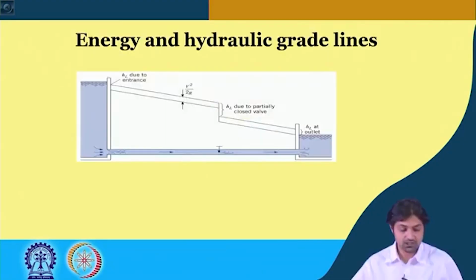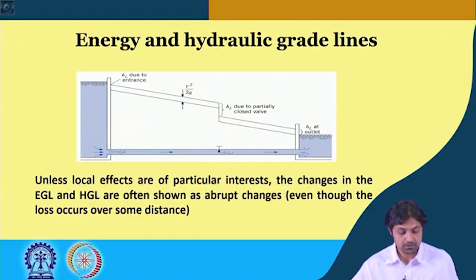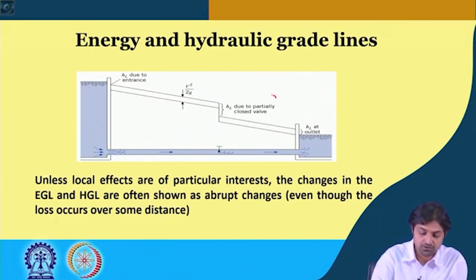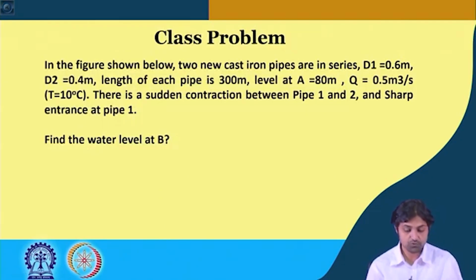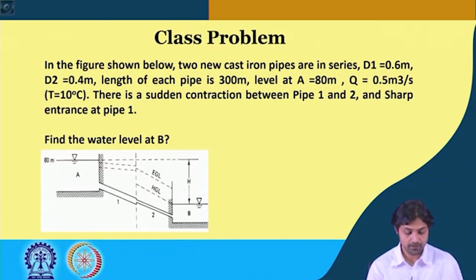Now something about energy and hydraulic grade line, you see. Unless the local effects are of particular interest, the changes in EGL and HGL are often shown as abrupt changes even though the loss occurs over some distance. Okay. So in the figure shown below, two new cast iron pipes are in series, length of each pipe is given and level at A is also given. Now we have to find the water level at B. A very simple and good question.